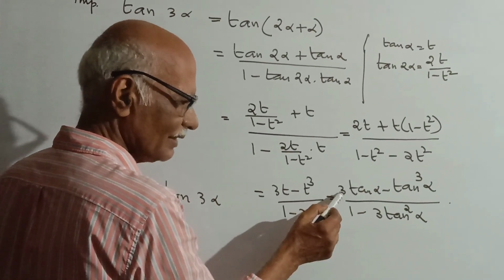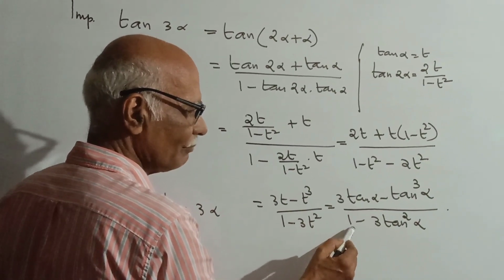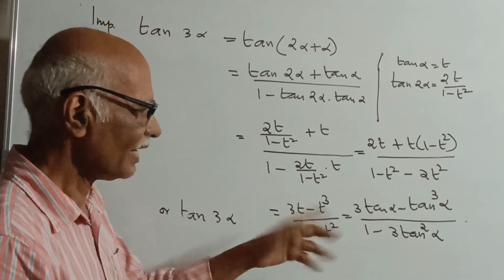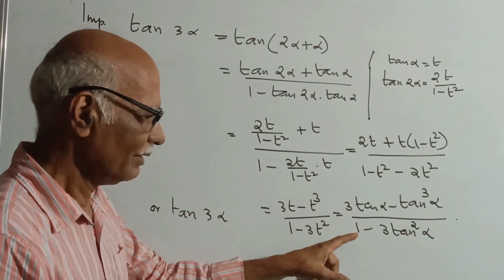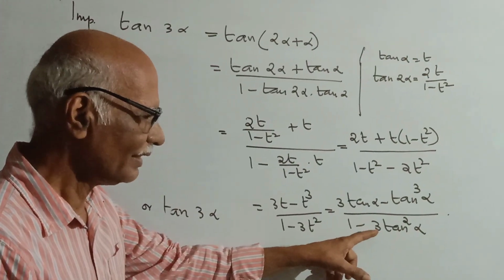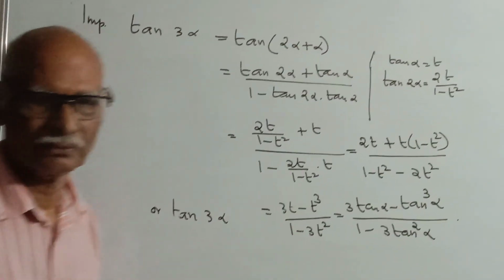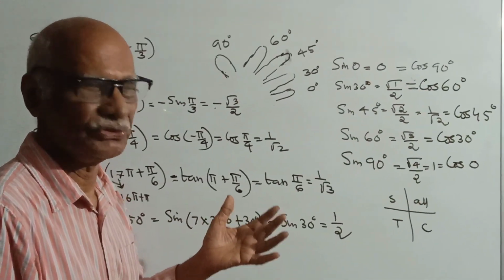Or it is actually 3 tan alpha minus tan cube alpha by 1 minus 3 tan squared alpha. So tan 3 alpha is of that shape: 3 tan alpha minus tan cube alpha by 1 minus 3 tan squared alpha. Try to remember this. Let us see a short method of getting the answers.